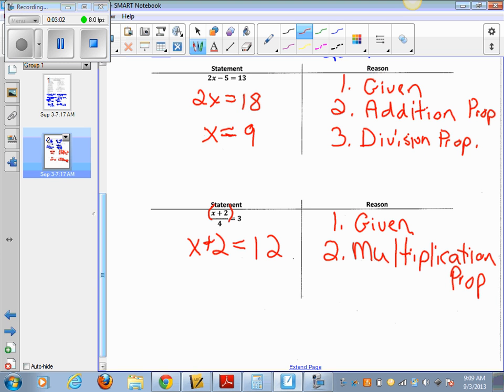The last step we need to do is subtract 2 from both sides to get x all by itself. We get x equals 12 minus 2, or 10. And our last reason was the subtraction property. That subtraction property of equality told us that we were allowed to do that, and we would still get a true statement.